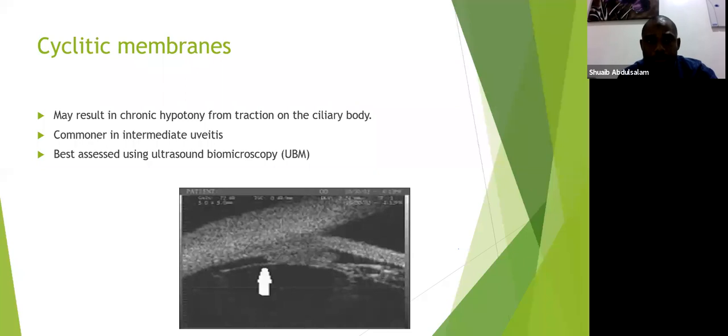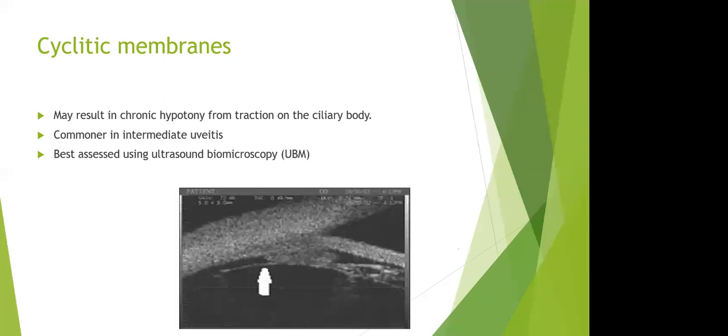Usually they may result in chronic hypotony from traction on the ciliary body. It's common in intermediate uveitis and is usually best assessed using ultrasound biomicroscopy. You can see the picture below. There's an arrow pointing to a cyclitic membrane, which is putting some traction on the ciliary body.